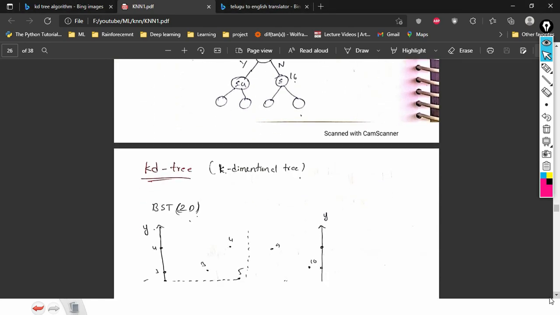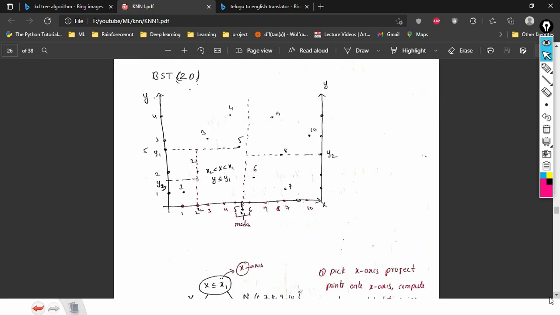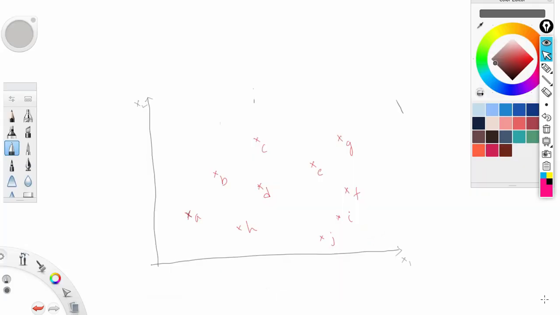This mechanism is also used in this case. I will give one example. Here we will see the KD tree. Okay, here are the points, and we need to find the nearest neighbors.